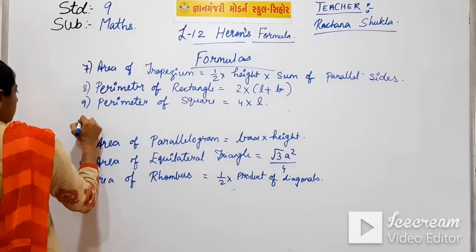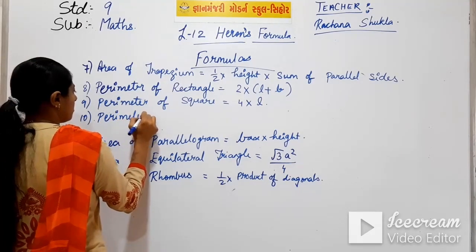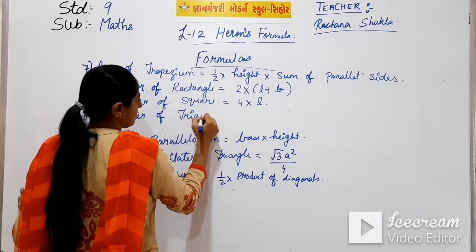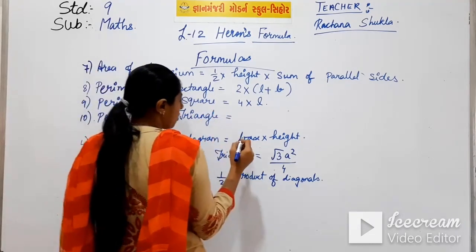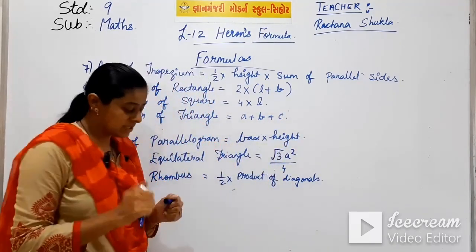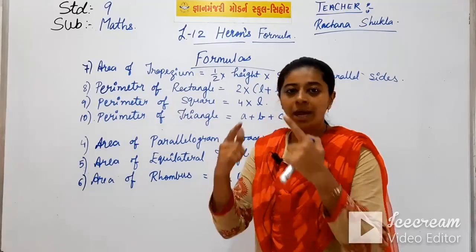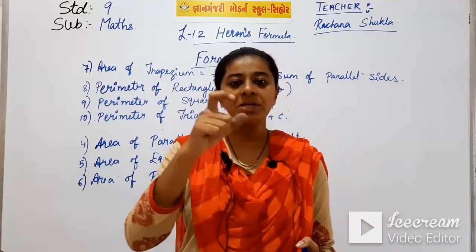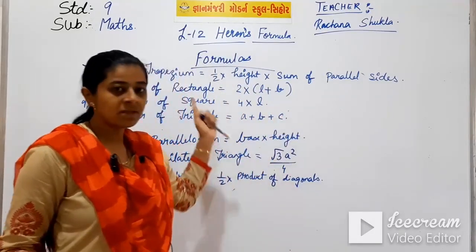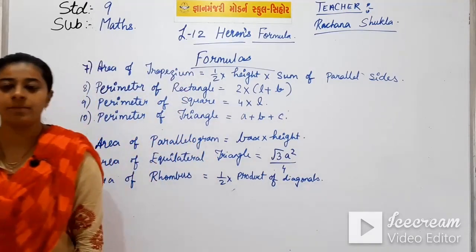The last one, perimeter of triangle is equal to A plus B plus C. That means for finding out the perimeter of a triangle, you have to sum up the measurement of all the three sides, that is A plus B plus C. So this was all about the formula. Please note down the formula in your fair book.